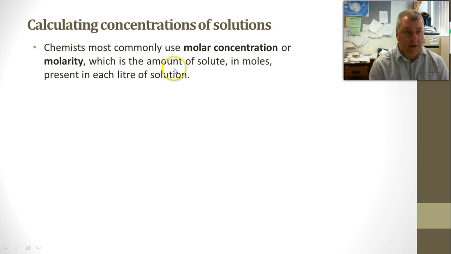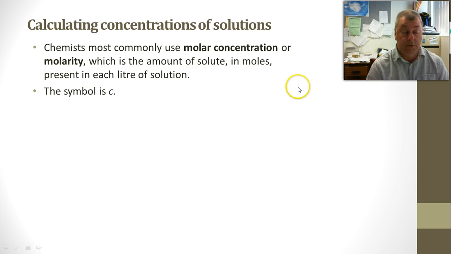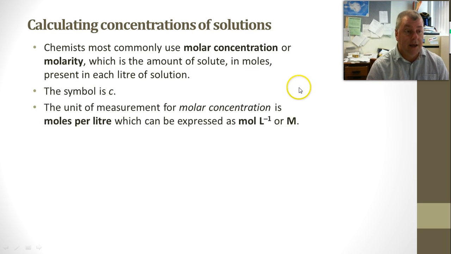And this is because the amount of the solute is in moles and it's represented per litre. Doesn't have to be a litre that we're measuring out or using, but it's per litre is what this means. And the symbol for concentration in our chemistry formulas is little c, and the measurement that we use for molar concentration is moles per litre, and it can be written shorthand as mol L^-1, or just as a capital M.